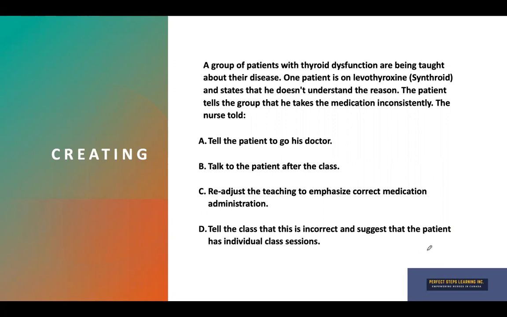Or tell the class that this is incorrect and suggest that the patient has individual class sessions. Now, what will happen if your teacher tells you to do this? Hey, you're wrong, and I think you need individual therapy. You are actually put on the spot. So the patient might not like that, right? So based on the explanations I gave you on each point, which do you think would be the best answer? And this is all about therapeutic communication.